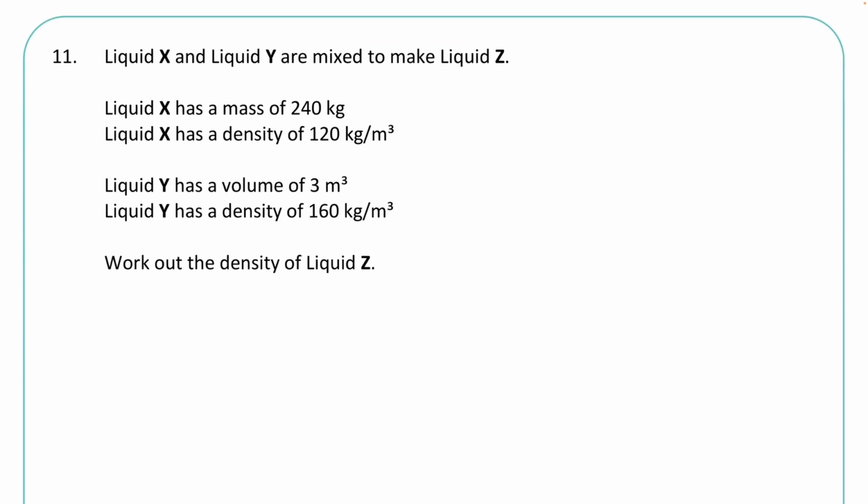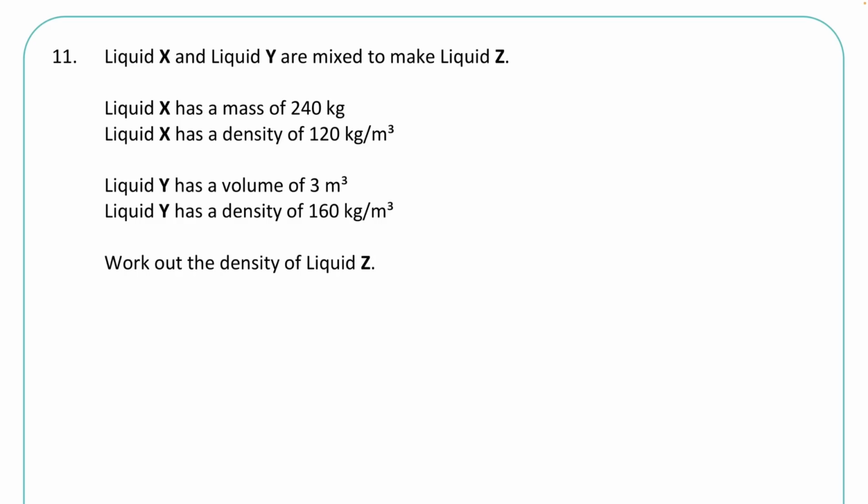Okay, so we have some density, mass and volume, and we have a mixture going on. So liquid X and liquid Y are mixed to make liquid Z. Liquid X has a mass and a density given to us. Liquid Y has a volume and a density given to us. It wants us to work out the density of liquid Z.